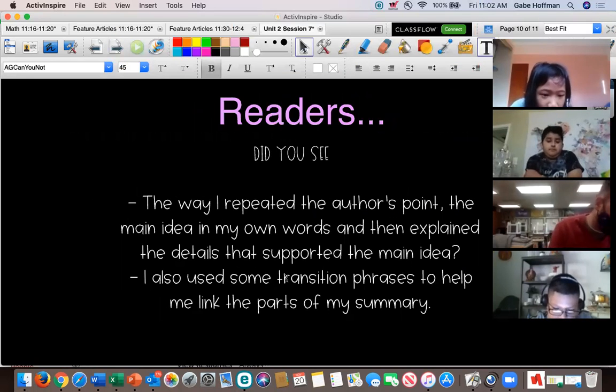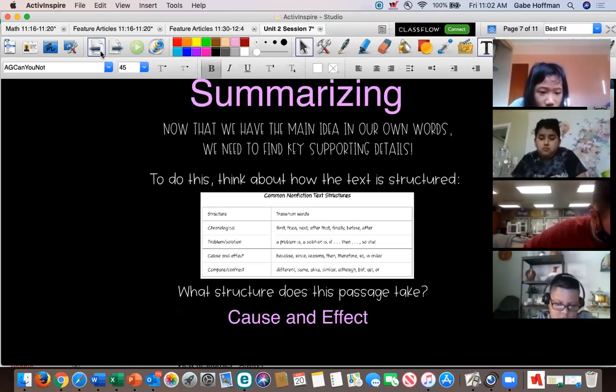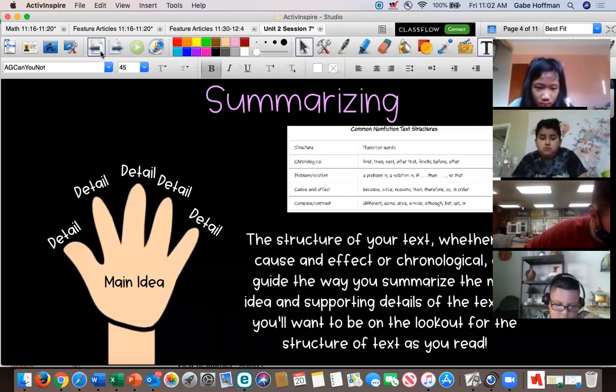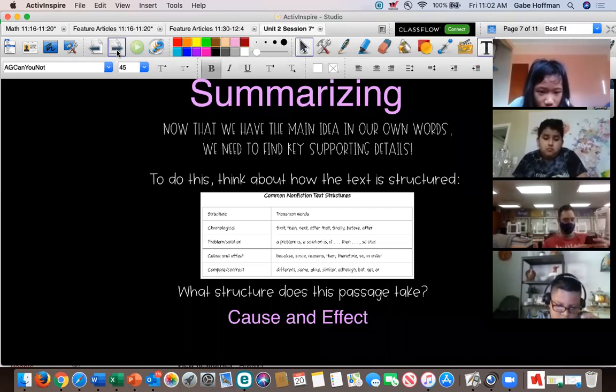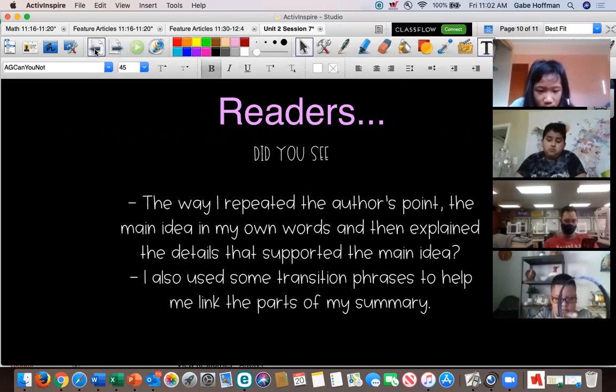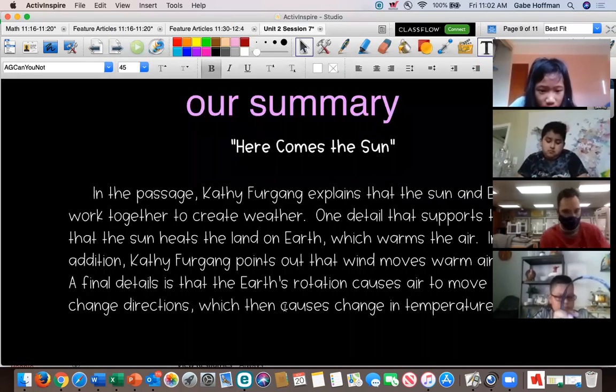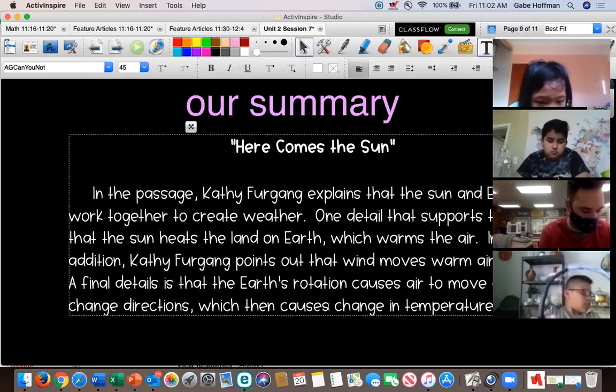And we also use some of those transition words to help link parts of the summary. Think back to what we said the structure of this was. Maybe, where did we do that? We said it was cause and effect. Some of those transition words are because, since, reasons, then, therefore, so, and in order. In our summary, we used cause to show that we're talking about cause and effect.